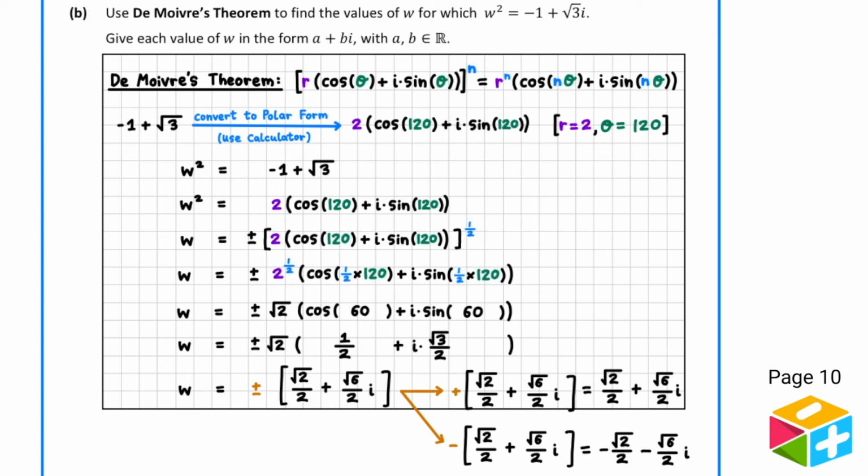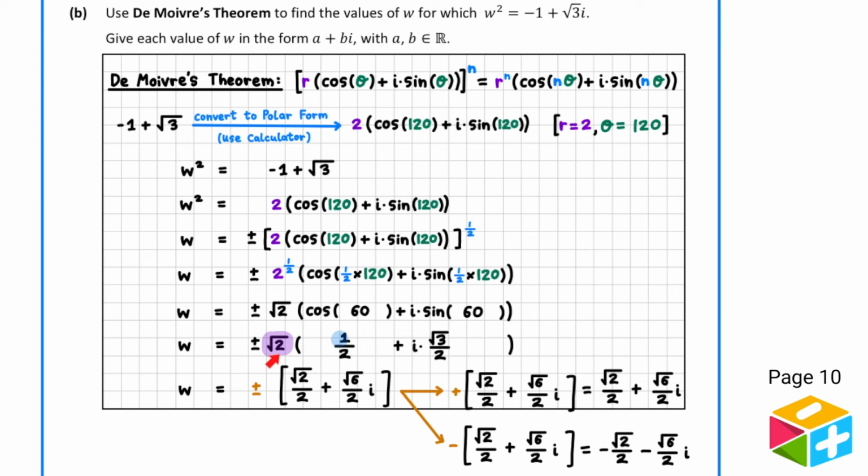We can simplify here. I'll rewrite the 2 to the half as root 2. Half times 120 is 60. Turning to our calculator, cosine of 60 is a half, and sine of 60 is root 3 over 2. Next, I'll multiply in our root 2 outside the brackets.